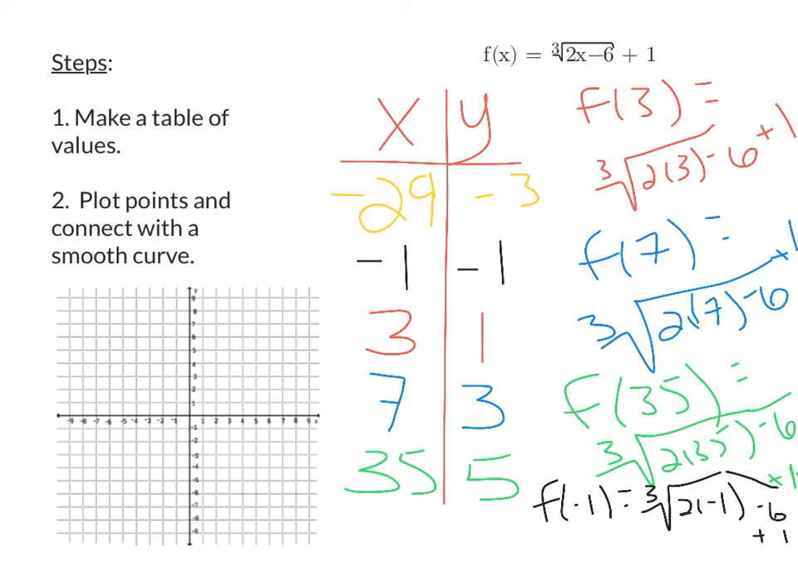Now that I have several points in my table of values, I would continue on to Step 2 and plot my points. Once you've plotted your points, you need to connect them and make a smooth curve.